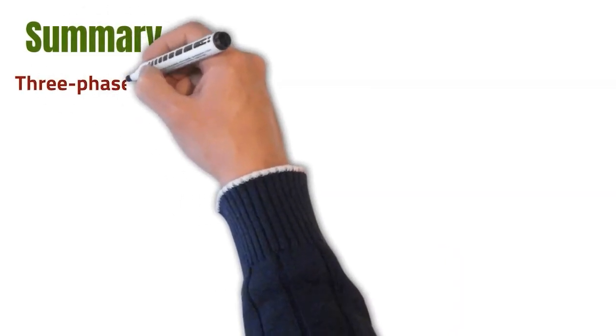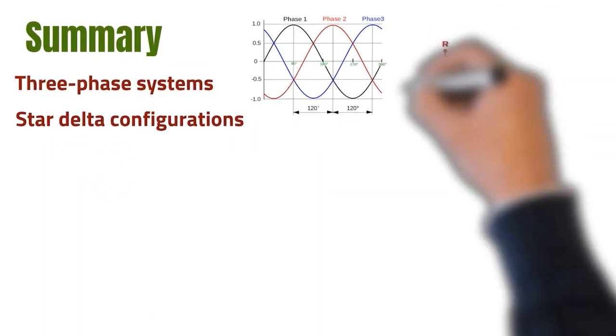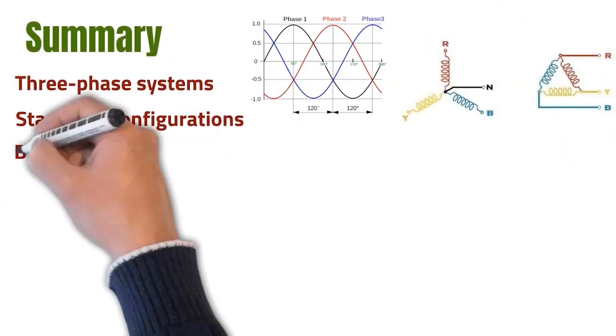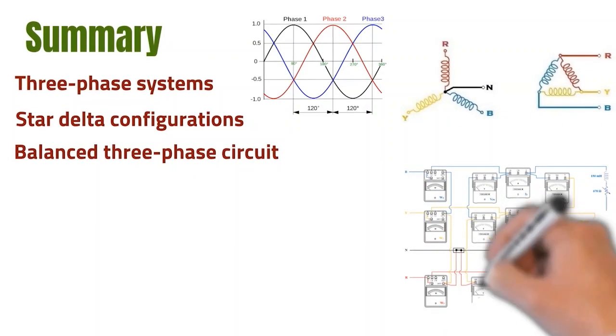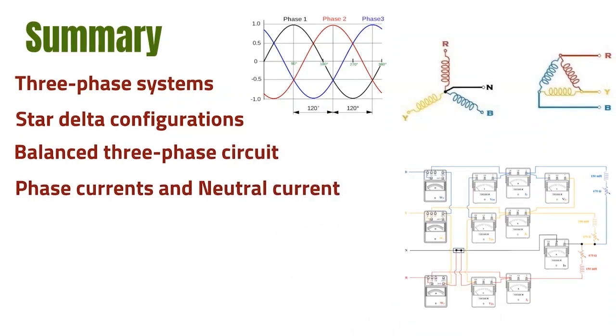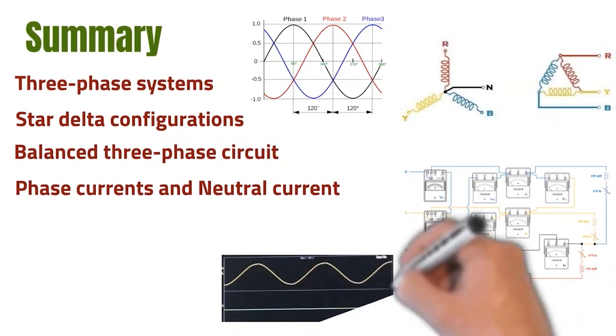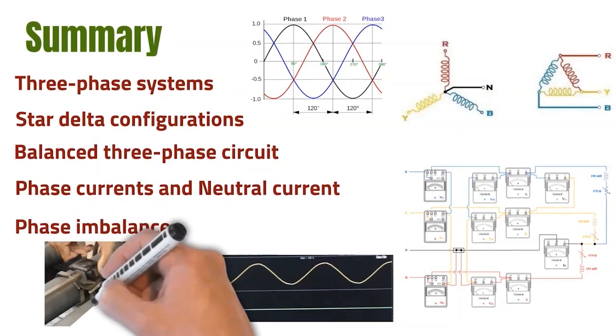Finally, as a summary, we learned about 3-phase systems and different configurations like delta and star. Then we constructed a balanced 3-phase circuit and measured the voltage, current, and power. We observed the phase currents and neutral current. Finally, we made an imbalance in the 3-phase system and observed the currents.